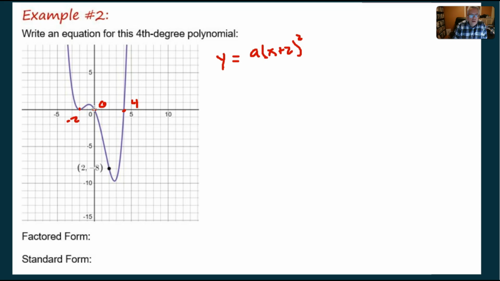It crosses through 0. That's a root of multiplicity 1. So you could put x minus 0 for that, but that's just x. And then it crosses again at 4, so we have x minus 4. This has multiplicity 2 and exponent 2. These have exponent 1. I'm going to rewrite that like this. I like the x out front. So x times x plus 2 squared times x minus 4.